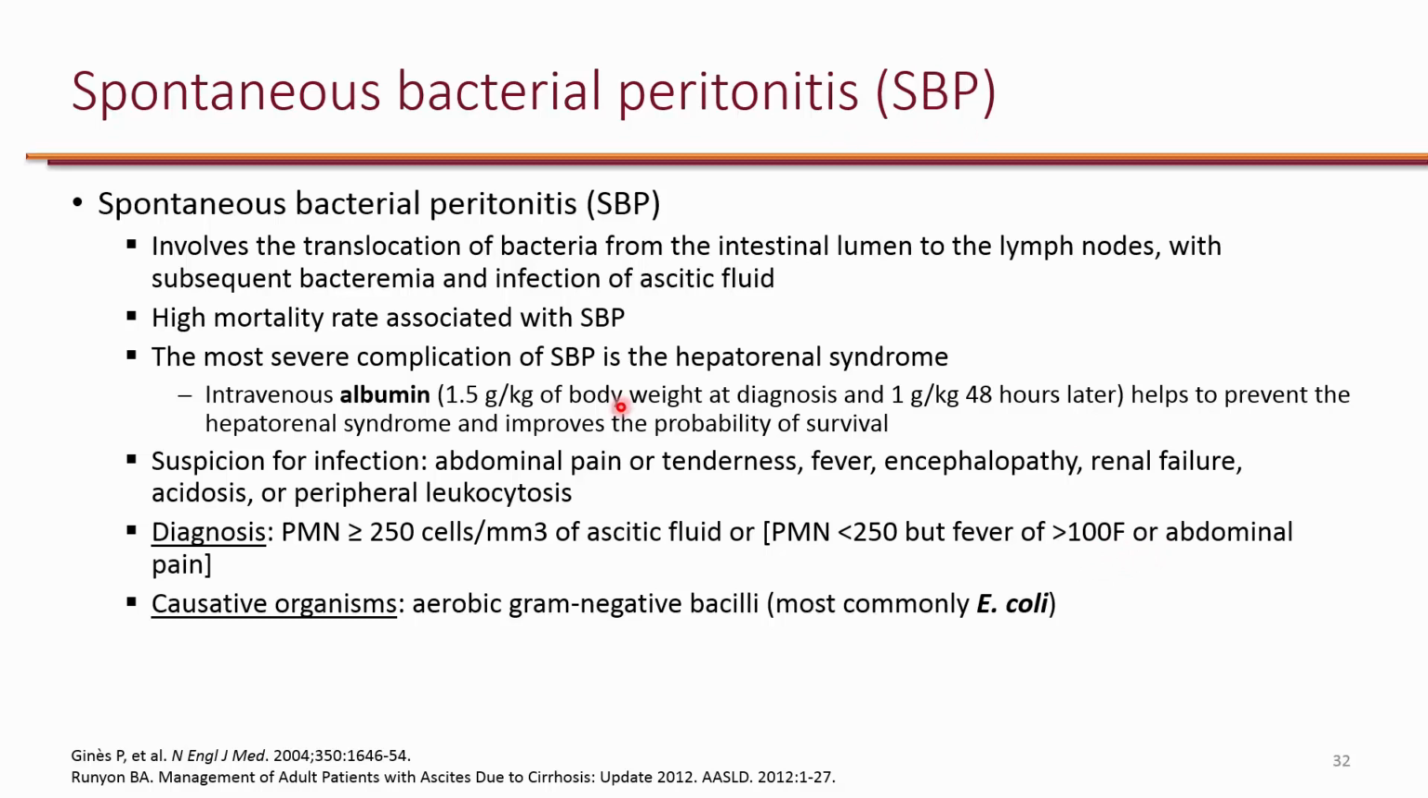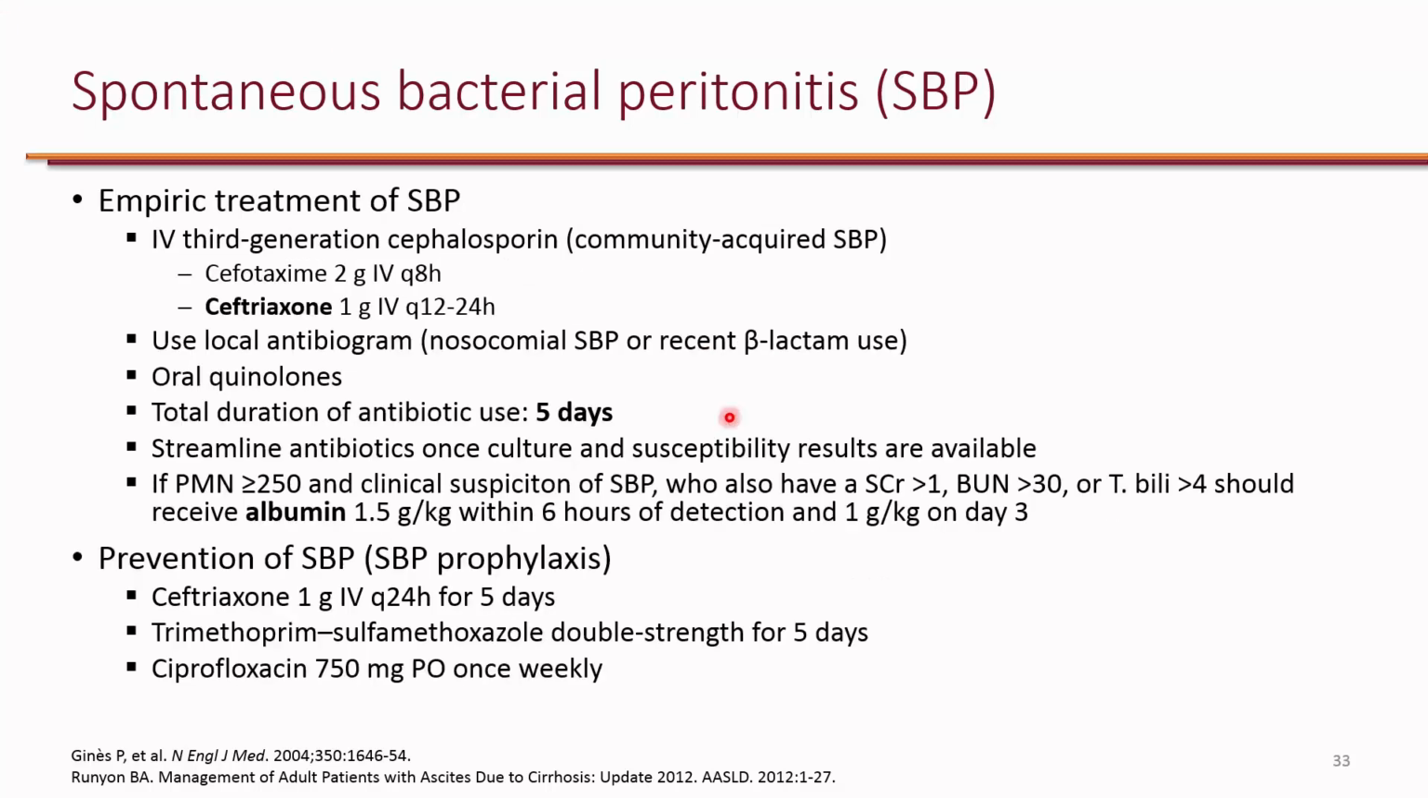What typically causes SBP is aerobic gram-negative bacilli, most commonly E. coli that comes from the gut. So for empiric treatment of SBP, we typically use IV third-generation cephalosporins. The guidelines, which are from 2012, recommend cefotaxime 2 gram every 8 hours because we have a lot of data with it. There's also some data with ceftriaxone 1 gram every 12 to 24 hours, and that's what typically is used in clinical practice.